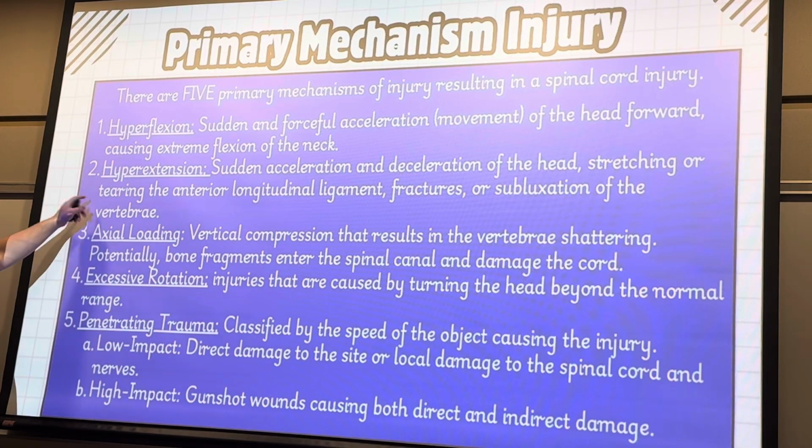All right? Hyperextension. So, Natalie, put your chin to your chest and then put your head all the way back as far as you can. Chin to chest and then head all the way back. How does that work?